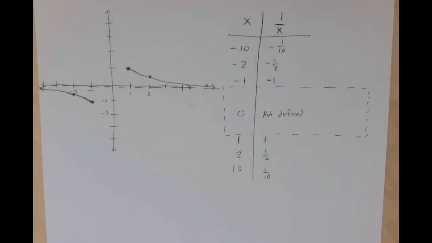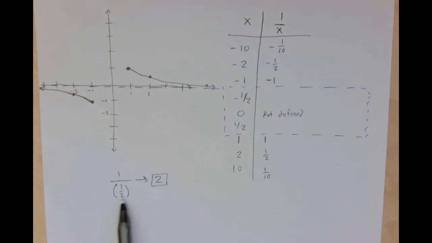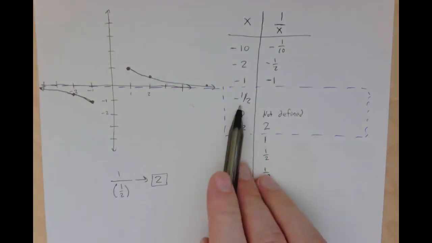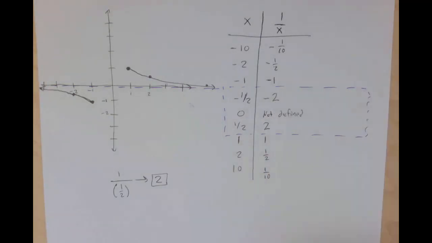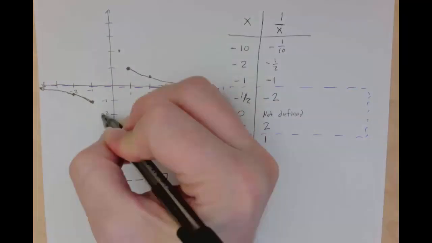Okay, so what's happening inside this mystery zone? Let's plot 2 more points. So if I plot the point at x is 1/2, 1 divided by 1/2 is the same thing as 2. So 1 divided by -1/2 should be -2. So adding those points to the graph, we have one here and we have one here.